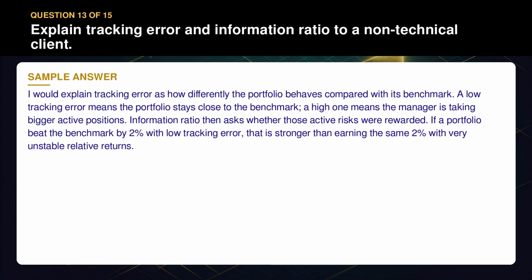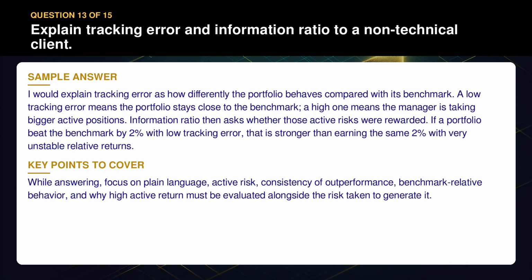If a portfolio beat the benchmark by 2% with low tracking error, that is stronger than earning the same 2% with very unstable relative returns. While answering, focus on plain language, active risk, consistency of outperformance, benchmark relative behavior, and why high active return must be evaluated alongside the risk taken to generate it.